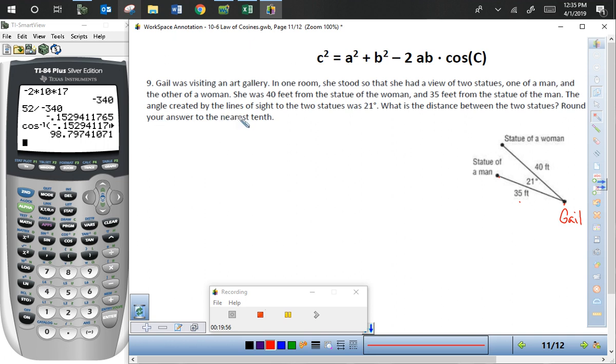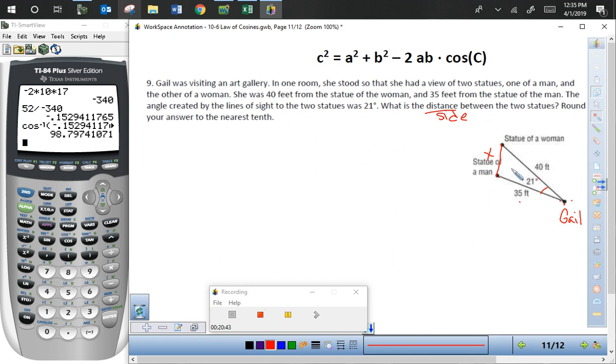The angle created by the line of sight to the two statues, so from Gail, there's one line of sight, there's the other line of sight, was 21 degrees. And they put that 21 degrees in for that angle between the two sights. It wants to know what is the distance between the two statues. So we want to know from the statue of the man to the statue of the woman. We want to know how far that is. Okay, so let's go ahead and connect those and put an X there. Anytime it asks for distance on these problems, make sure that your X is going on a side length. Okay, distance means side.